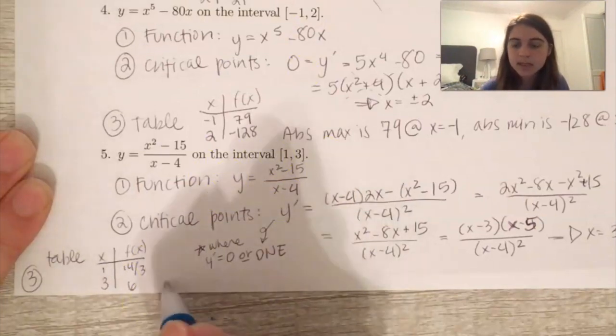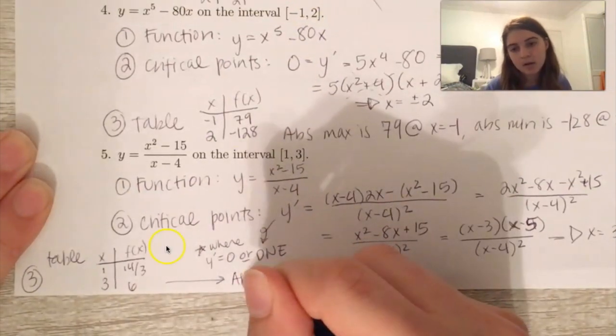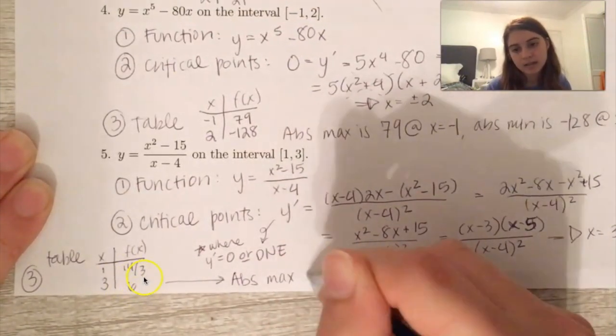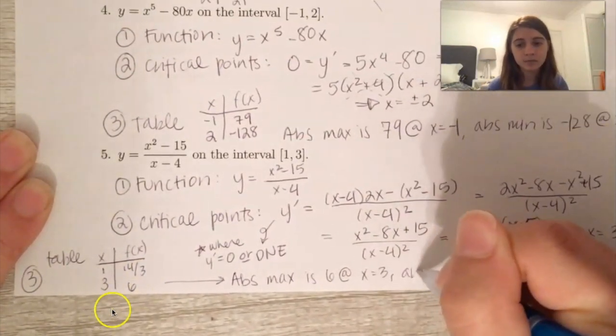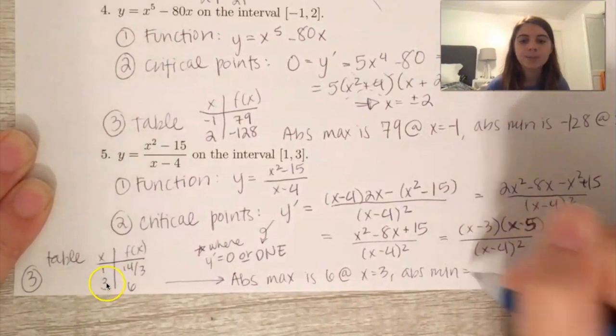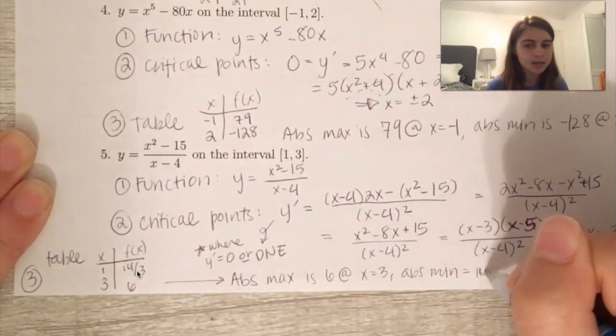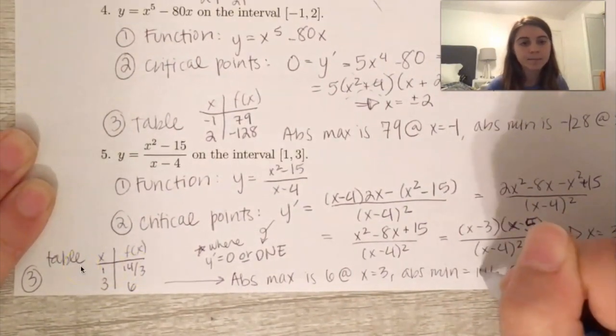All right. So our absolute maximum, the highest value here, is 6. Absolute maximum value is 6, and that occurs at x equals 3. Absolute minimum value is 14 thirds, and that occurs at x equals 1.